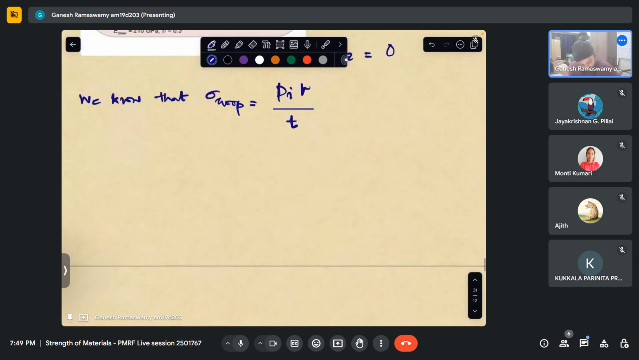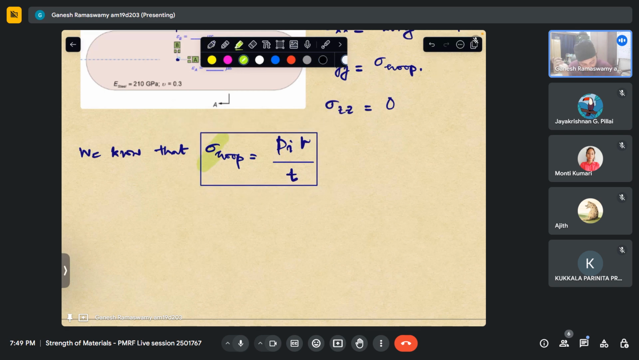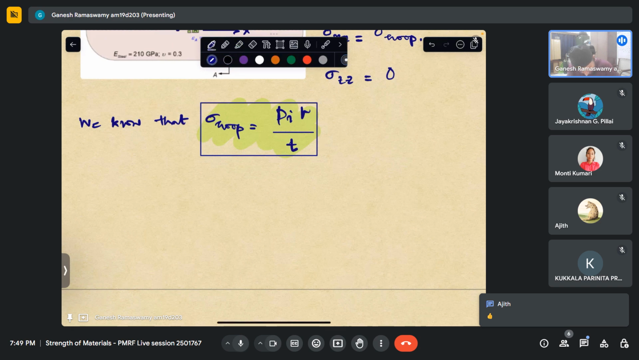I hope there is no confusion as to how this came about. This comes from equilibrium of the cut section where we expose the hoop stress, which we have done in one of the previous sessions. So I encourage viewers who are finding it hard to understand how this came about to please revisit that session. Similarly, we know that the longitudinal stress is nothing but P r by 2t.